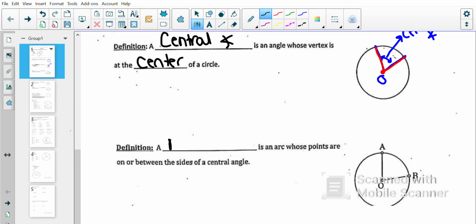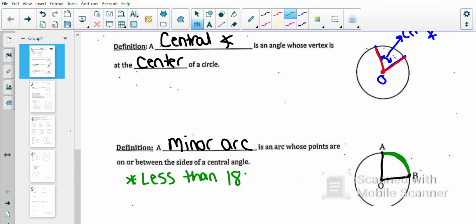A minor arc is an arc whose points are on or between the sides of a central angle. So basically, if you look at the central angle right here, we have central angle AOB. The minor arc is the arc that the angle is basically eating. If you think of the angle as like a crocodile mouth, it's the arc that the crocodile mouth is eating. A minor arc is always less than 180 degrees.